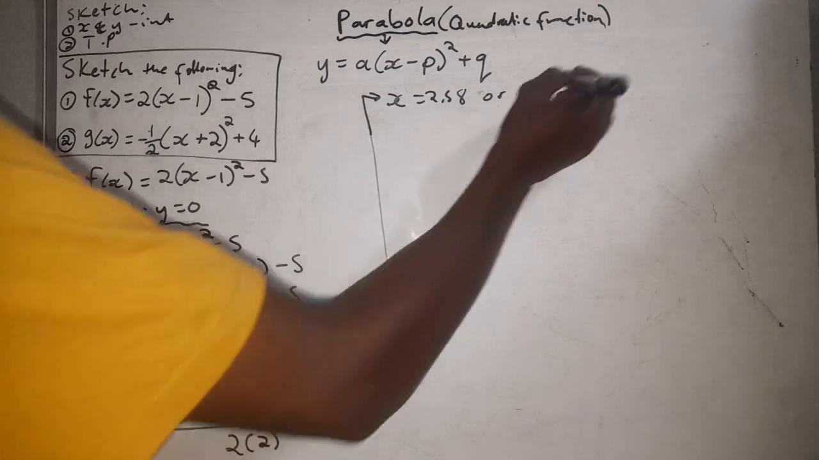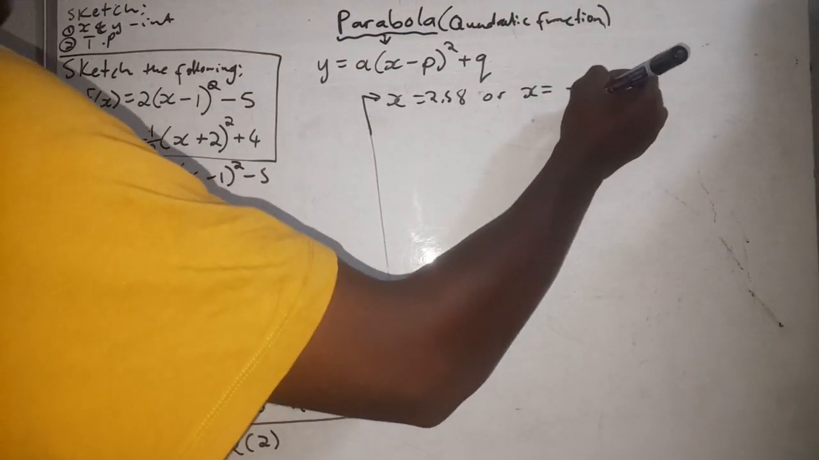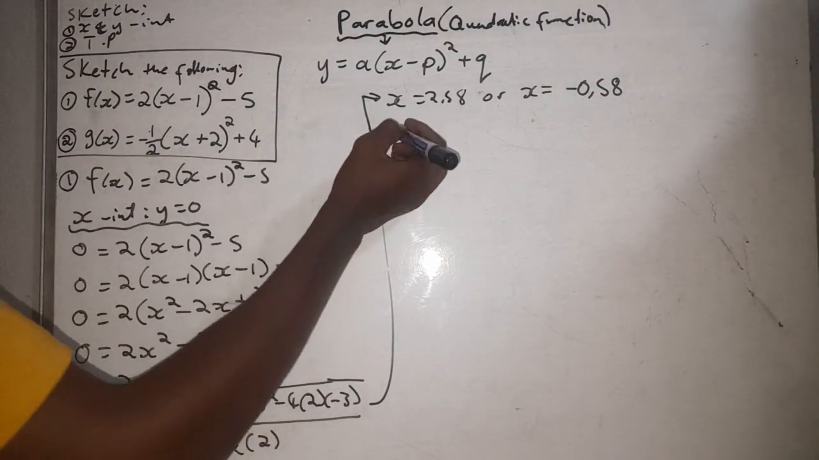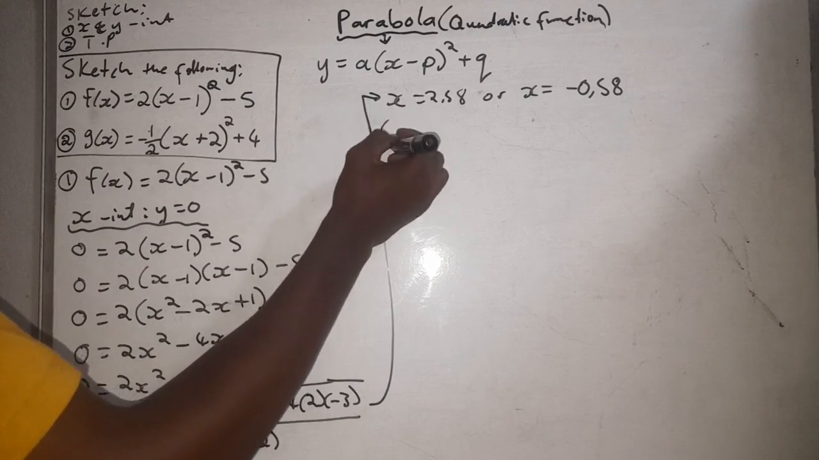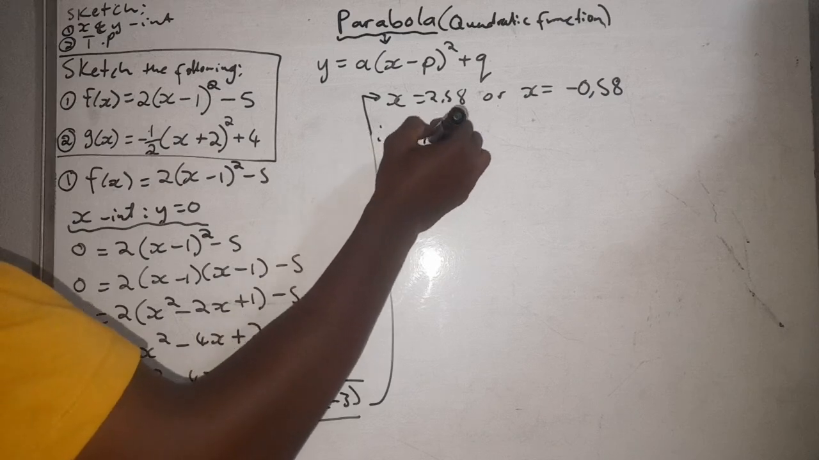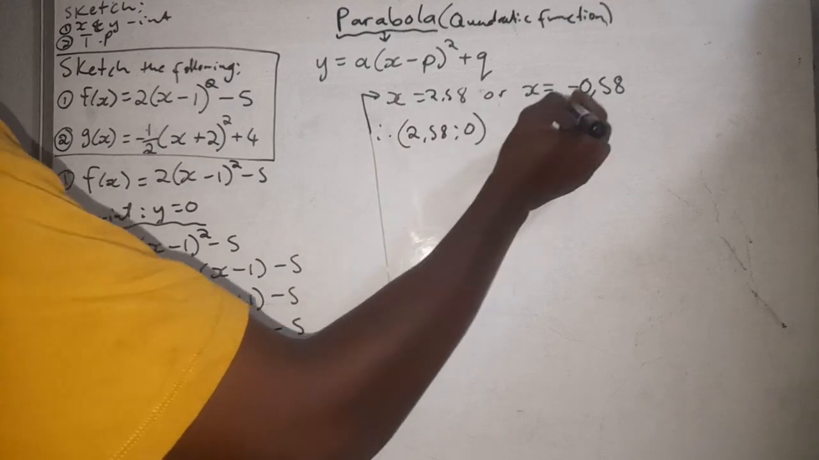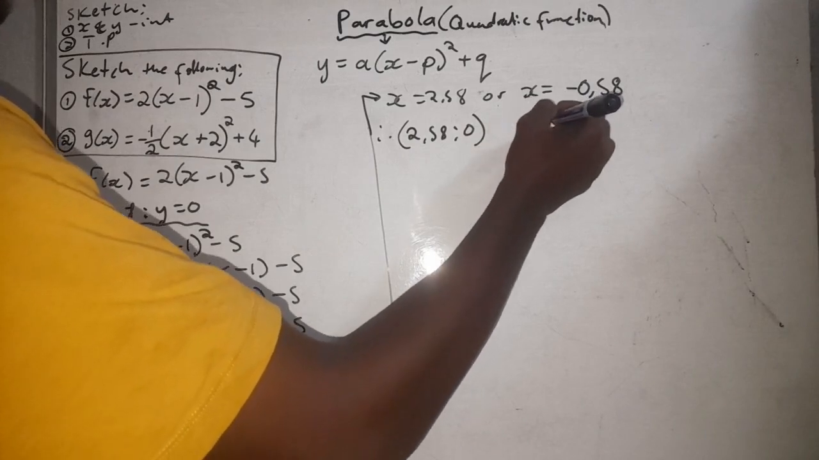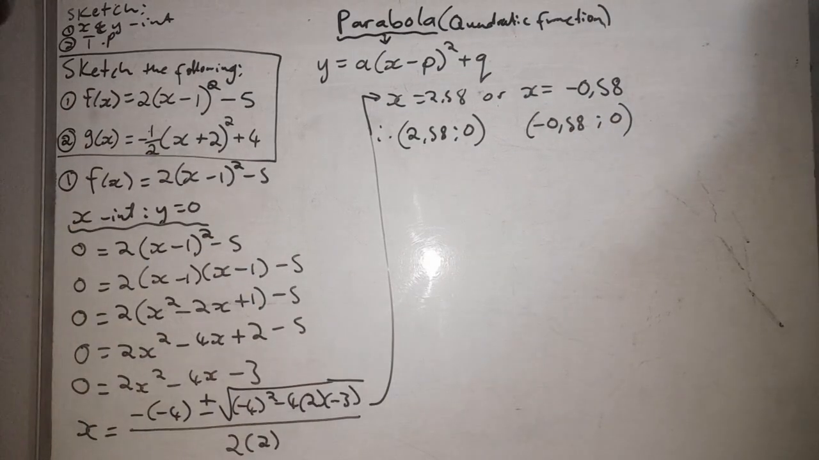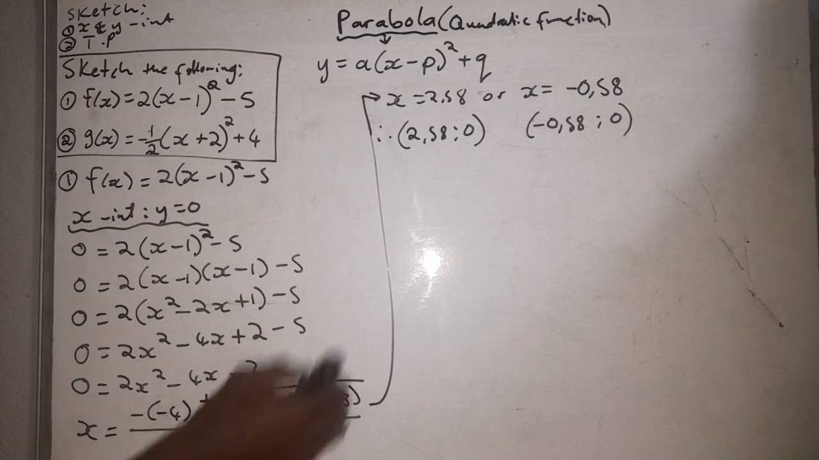Then it's going to be negative 0.58. Those are the two x coordinates of the x-intercepts. So for this one the point is 2.58, 0, and for that one it is negative 0.58, 0. So x-intercept, check mark.